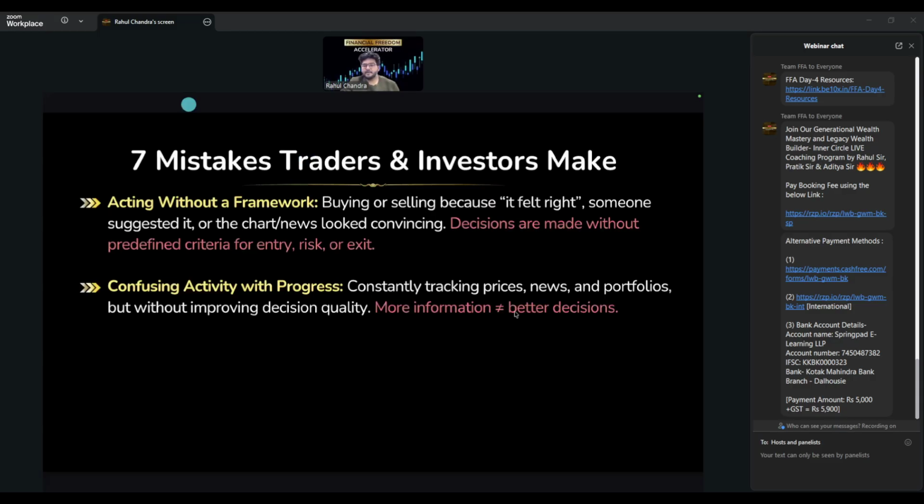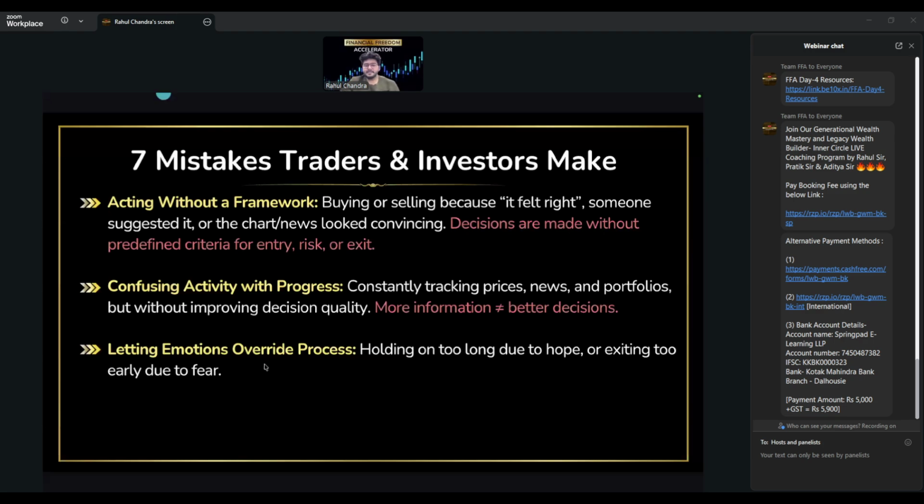More information is not equal to better decision making. Okay? Then the other thing is letting emotions override process, holding on too long due to hope or exiting too early due to fear. How many of you have done this? When you see a small loss, you sell the position, only to see it recover later. Lal dekhna hi nahi hai. Correct? But never do that.